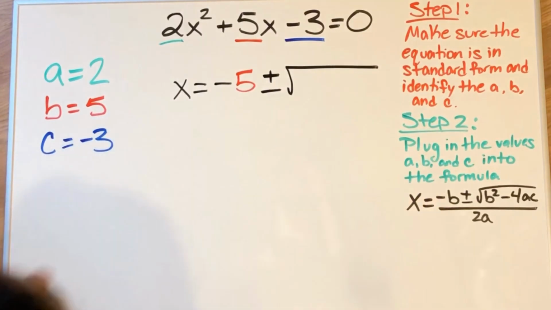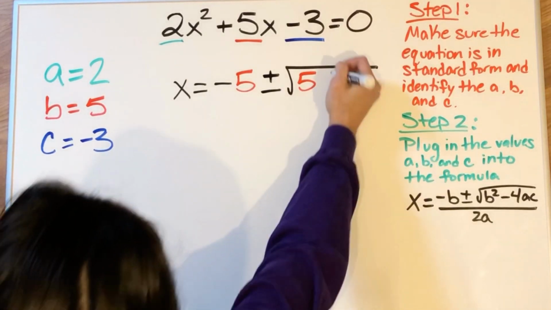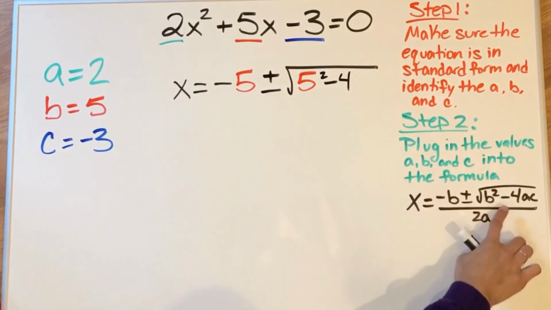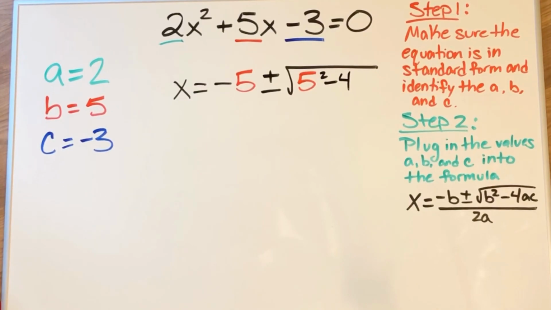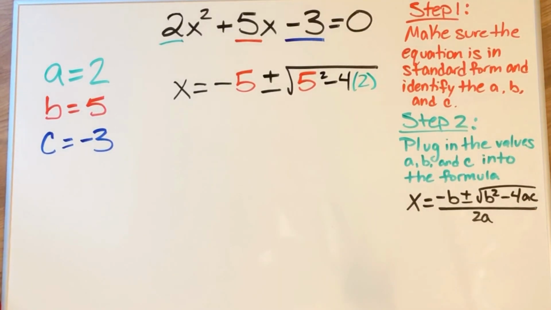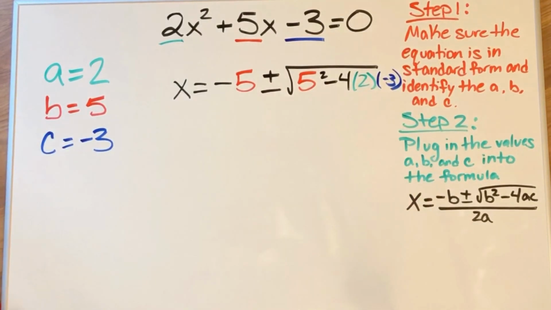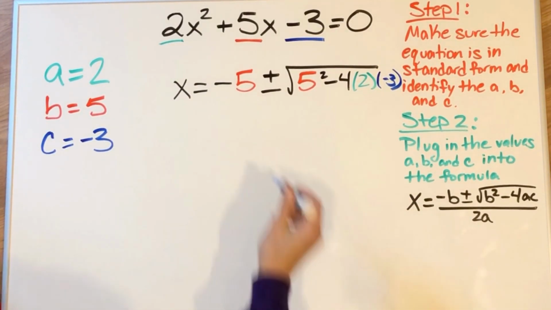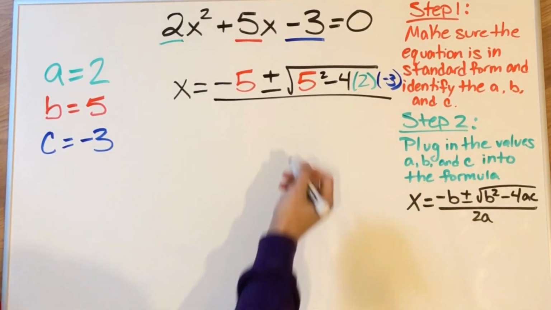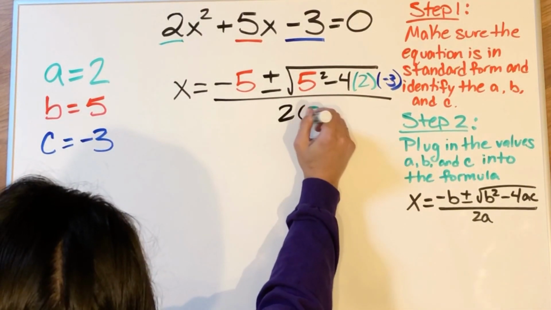and then draw a nice large square root sign. In that square root sign, again, we are going to put a b, which is 5. We are going to put the exponent 2 and minus 4, because that will never change in the formula. Now we will multiply times 2 because that is our a, and we will multiply times negative 3 because that is our c. We are then going to divide the entire thing by 2 and multiply that by our a, which is 2 as well.